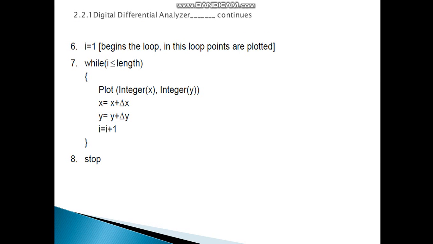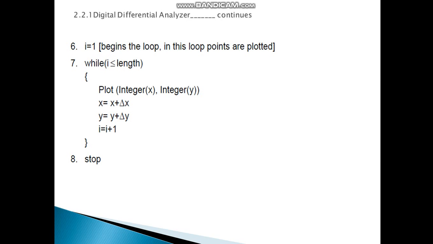Here is the 6th point, which is the basic syntax of the digital differential analyzer. I is equal to 1, begin this loop. In this loop, points are plotted. Then step 7: while I is less than length, plot the integer x and integer y. X is equal to x plus delta x and y is equal to y plus delta y. I is equal to I plus 1, and then step 8 is the stop.